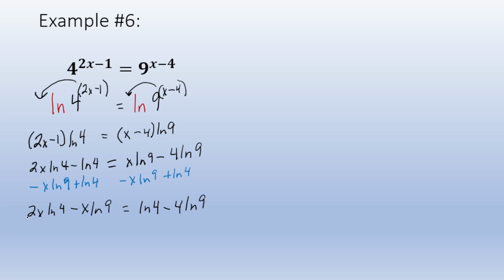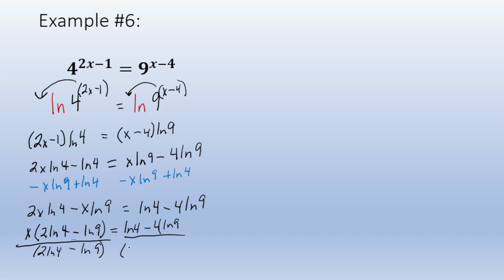On the left side, we have all the x terms, so we can factor out the x to get x times 2 natural log of 4 minus natural log of 9 equals natural log of 4 minus 4 times the natural log of 9. So all that remains for us to do now is divide by 2 natural log of 4 minus natural log of 9 on both sides for our final solution of x equals natural log of 4 minus 4 natural log of 9 over 2 times natural log of 4 minus natural log of 9.